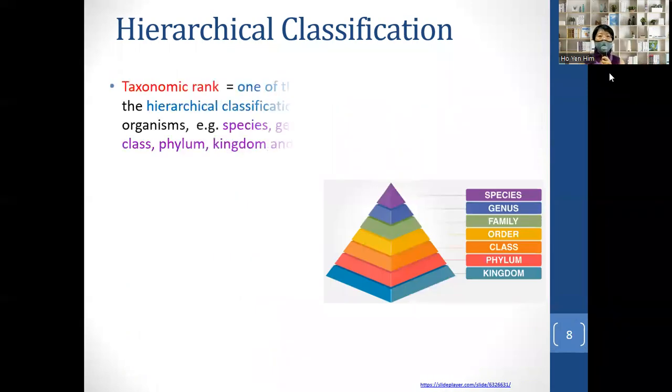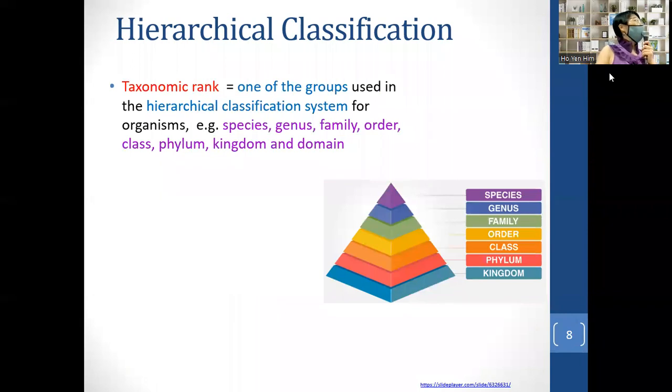So the hierarchical classification. When we have classified them in this form, there will be a taxonomic ranking of the organisms. A taxonomic rank is one of the groups used in the hierarchical classification system for organisms. So this is called a hierarchy. Each of these groups here is a taxonomic rank, from the lowest one, the species, because it has the smallest number, to the highest one, the kingdom, because it includes the largest number of organisms. Each one of them is a taxonomic rank.